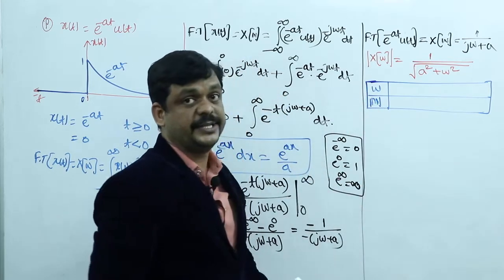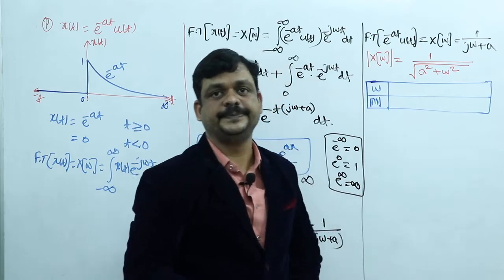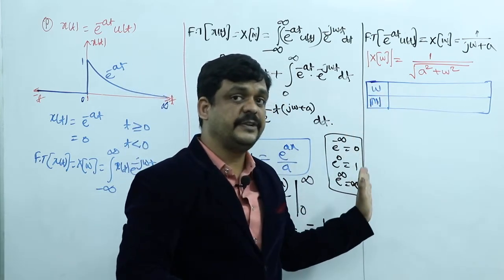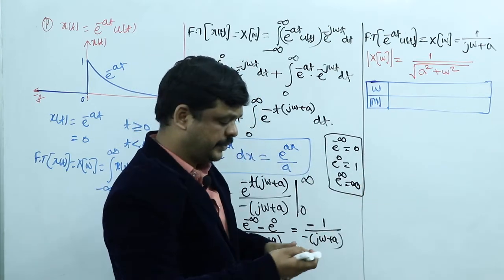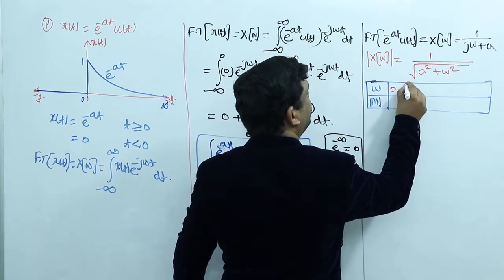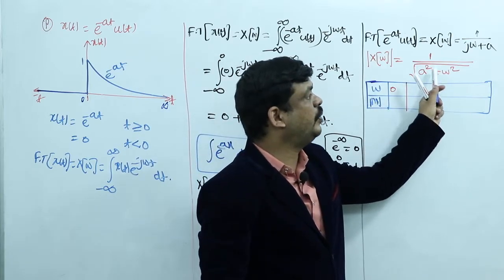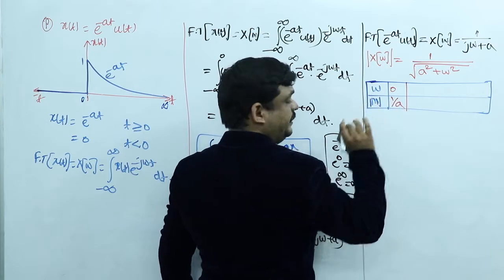Omega is nothing but frequency, because finally we have converted the time domain function into the frequency domain, right? So the frequency changes from minus infinity to plus infinity. Then we have to find the magnitude values. For that purpose, I am taking different frequency values. First of all, I want to take 0. If omega is 0 here, what is the value? 1 by a.